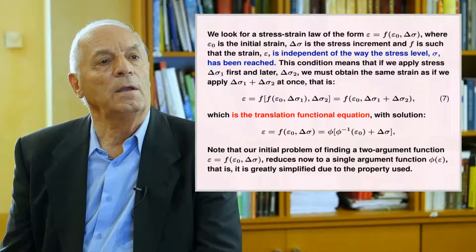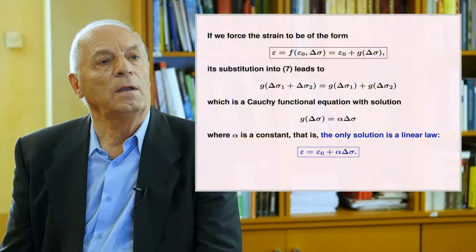Note that our initial problem of finding a two-argument function f reduces now to a single argument function phi, that is, it is greatly simplified due to the translation property use. If further we force the strain to be of the form in the top equation, replacing it into our functional equation leads to a Cauchy functional equation, and using the form of its solution, we finally demonstrate that the only possible solution is the linear model.